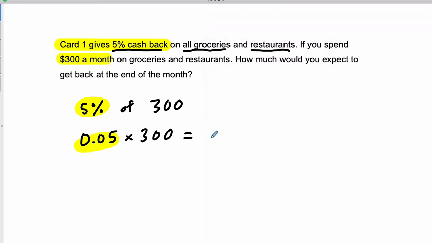So it's basically like getting a $15 amount back at the end of the month, or you might get it as a credit on your next statement. So you have to pay $15 less the next time you pay your bill.